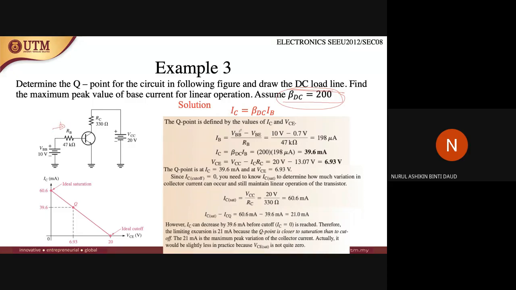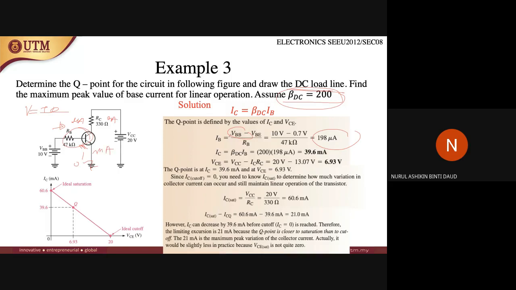The value of IB is found from V equals IR: VBB minus the potential drop at VBE, 0.7 volts, divided by the value of the base resistor RB. It will give you 198 microamps. Usually currents at the base are around microamps, and currents at the collector and the emitter are usually milliamps.